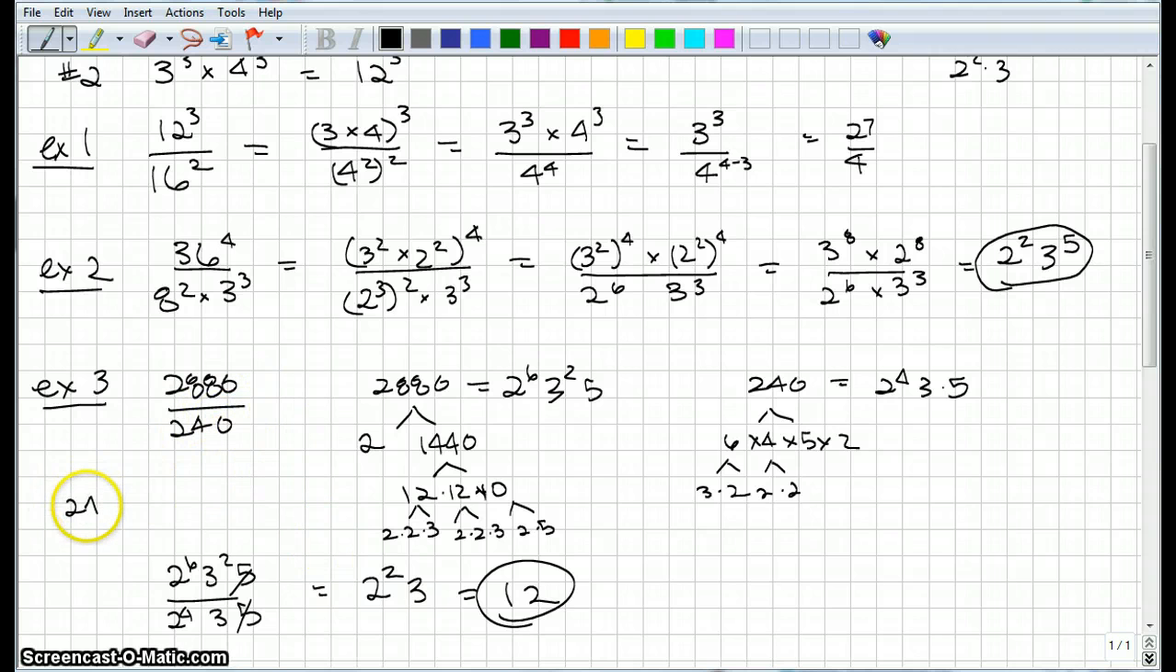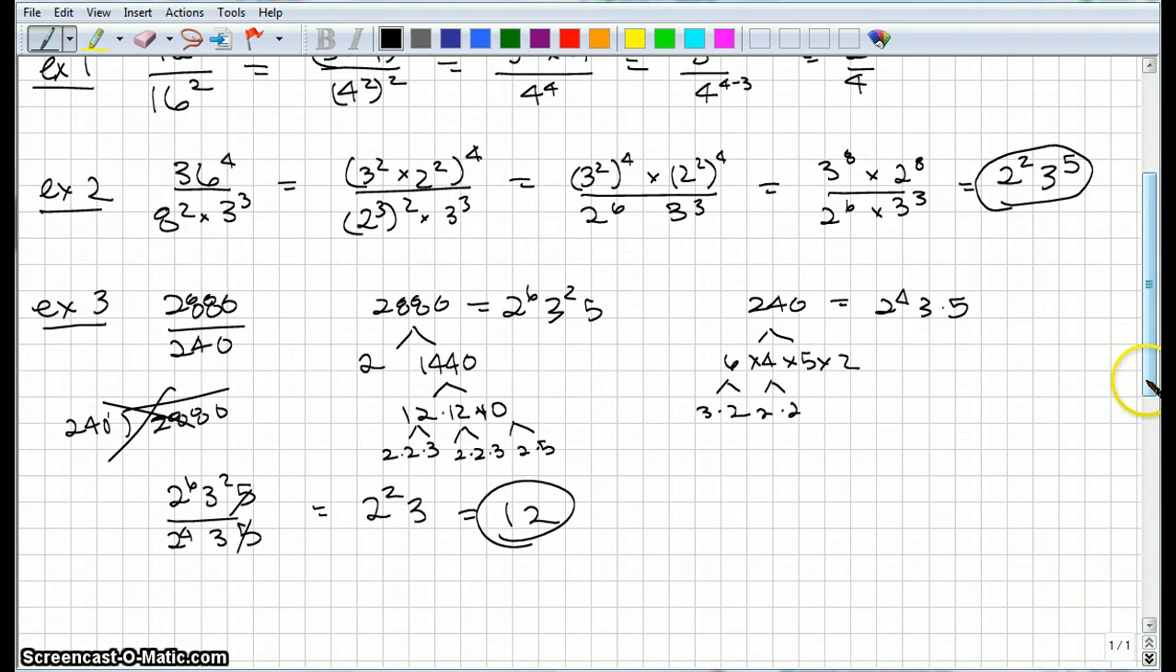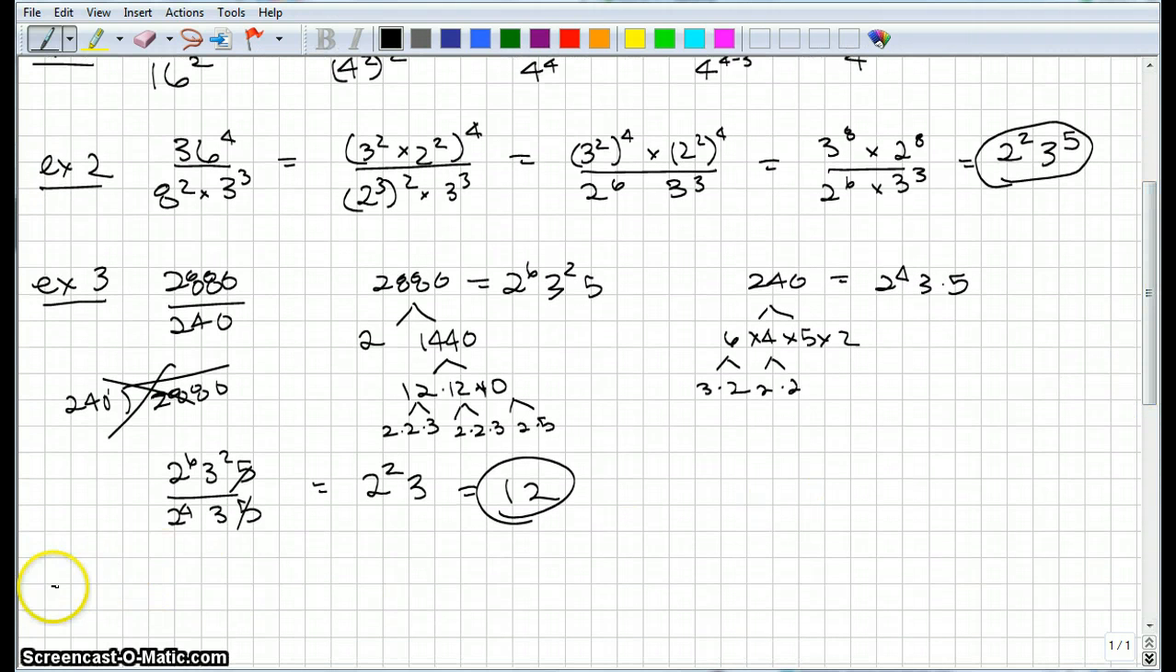To me that seems a lot simpler than trying to do some sort of long division, dividing 240 into 2880. Don't do it that way. Break everything up into prime factors. I want to show you one more example involving some negatives. So, example 4.